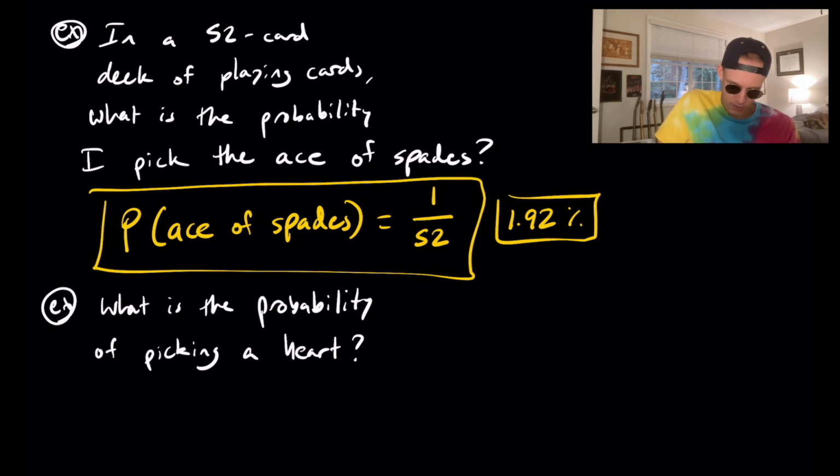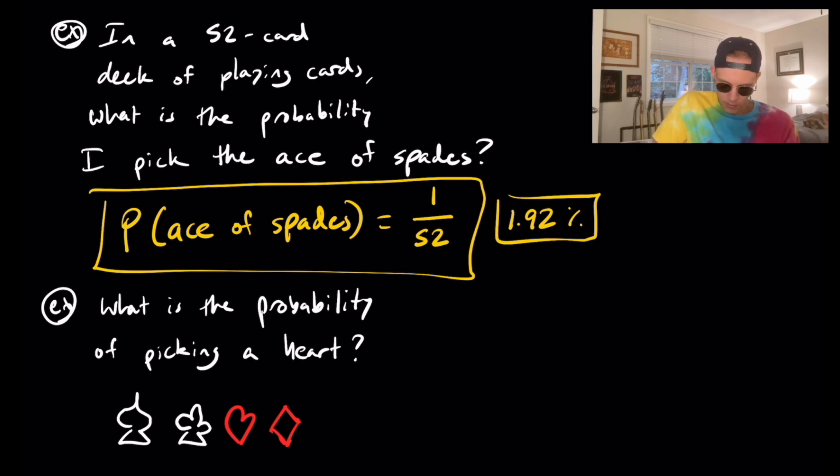So again, like I mentioned, we have 4 suits in a deck of cards. You have spades, they look like that, kind of. You have clubs, like that. It's like a clover, and then you have hearts and diamonds. So what's the probability that you reach in and pick a heart?